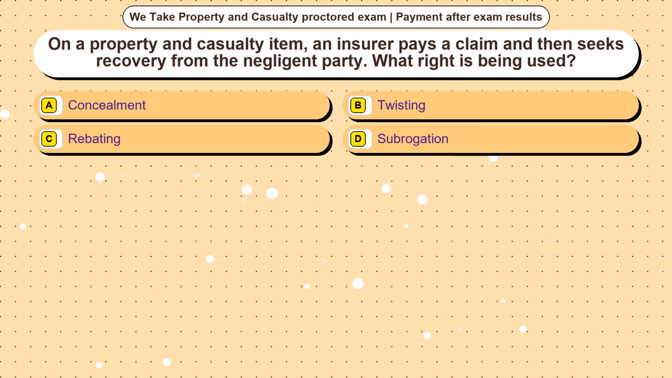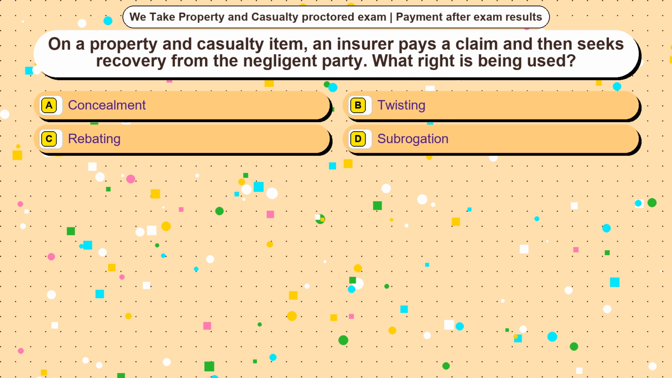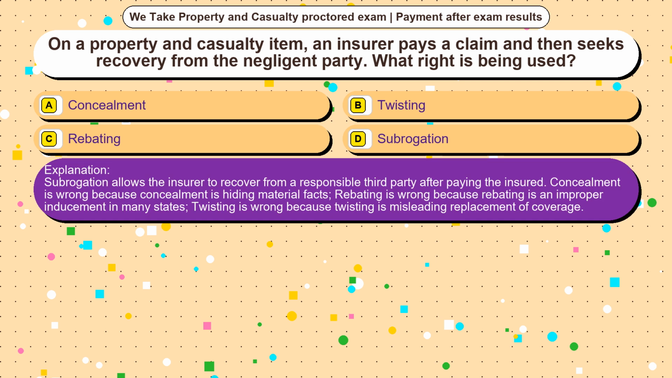Question 20. On a property and casualty item, an insurer pays a claim and then seeks recovery from the negligent party. What right is being used? Option A. Concealment. Option B. Twisting. Option C. Rebating. Option D is subrogation. The correct answer is option D. Subrogation allows the insurer to recover from a responsible third party after paying the insured.